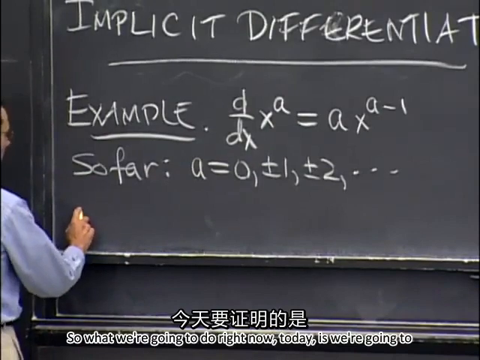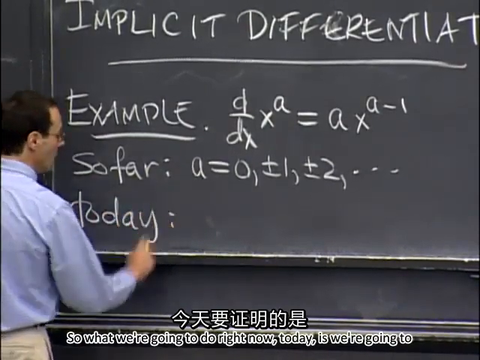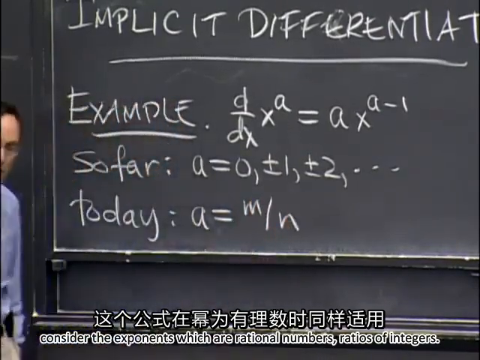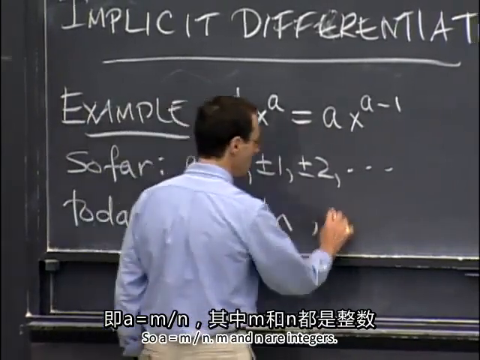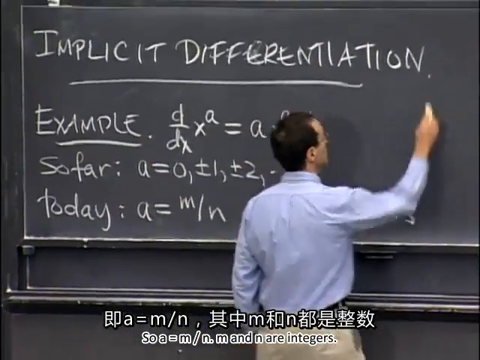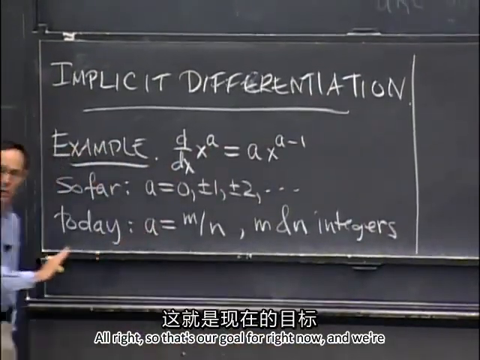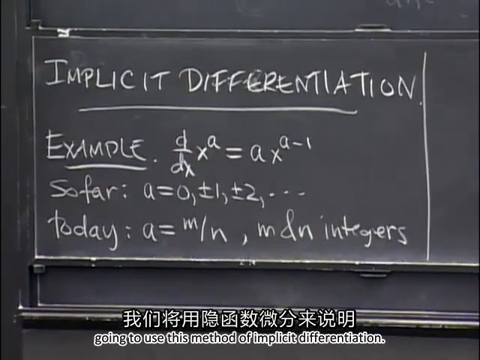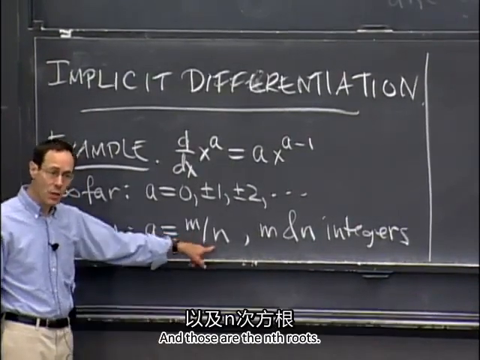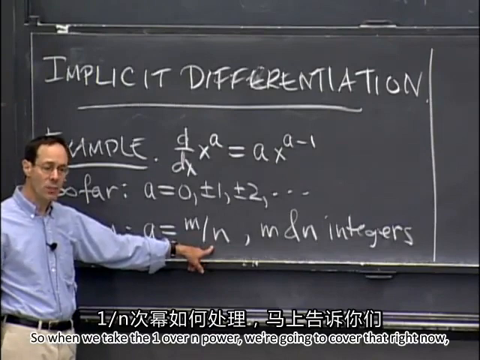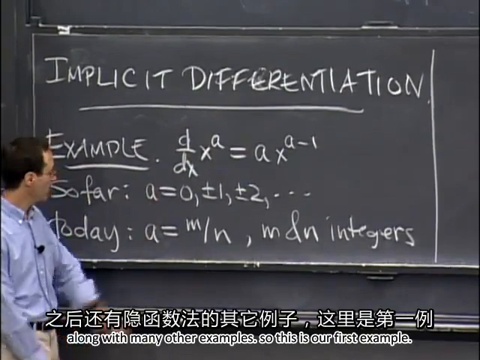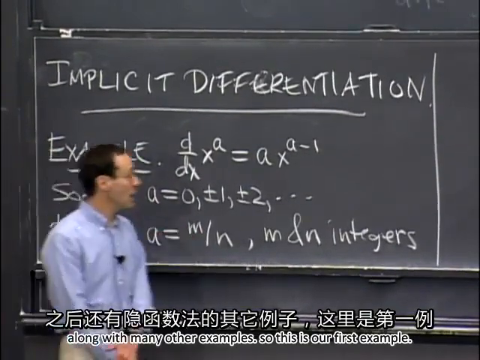So what we're going to do today is consider the exponents which are rational numbers, ratios of integers. So a is m over n, where m and n are integers. That's our goal for right now, and we're going to use this method of implicit differentiation. In particular, it's important to realize that this covers the case m equals 1, and those are the nth roots. So when we take the 1 over n power, we're going to cover that right now, along with many other examples. Okay? So this is our first example.